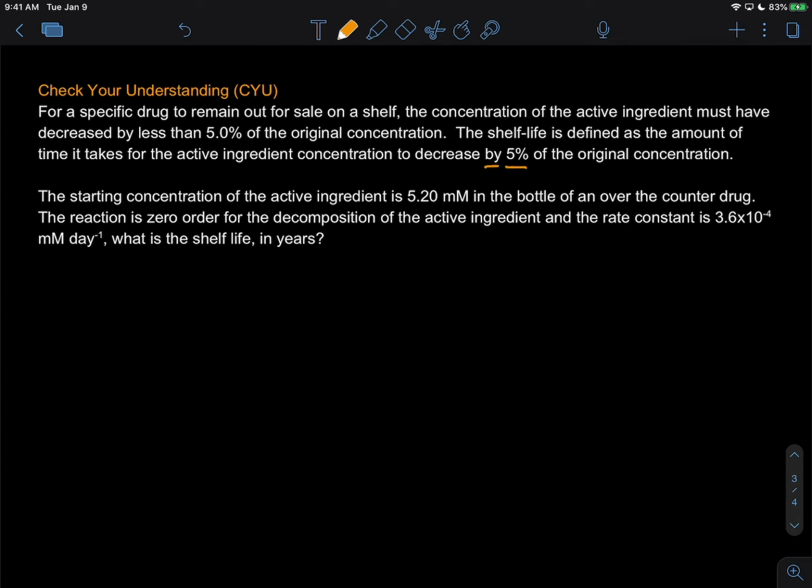The starting concentration of an active ingredient was 5.20 millimolarity in the bottle of an over-the-counter drug. The reaction is zero order, so that tells us something, for the decomposition of the active ingredient, and the rate constant is 3.6 times 10 to the negative 6 millimolarity per day. So we want to figure out the shelf life in years. So why don't you go ahead and pause the video and solve for that shelf lifetime.